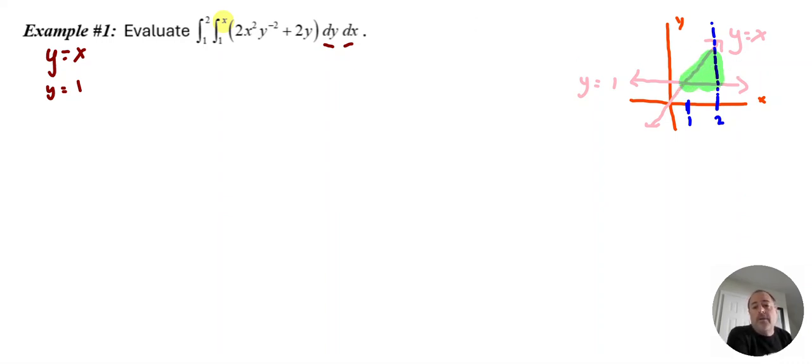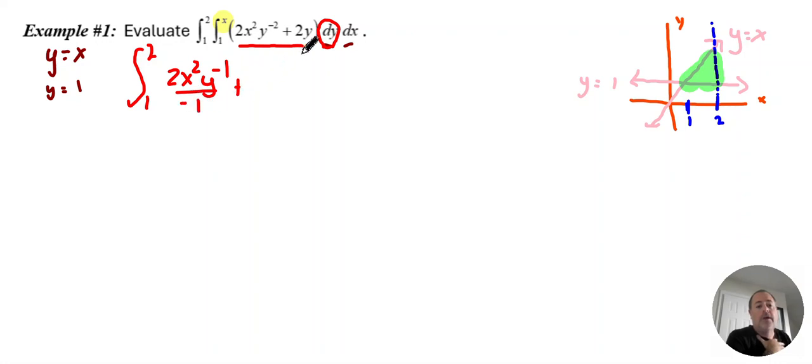So when we do the problem itself, it's very similar to what we did in our previous videos. We're still going to integrate from inside out. So we're going to start with 1 to 2, and then we're going to integrate this with respect to y, right? So that means that all of our x values are still constants. So I'm going to go ahead and integrate first by just saying that this is a number, so we just leave it alone. And we're going to integrate y to the negative 2, which is y to the negative 1 over negative 1. And then we're going to integrate 2y as y squared, or 2y squared over 2, which becomes y squared. And we're going to evaluate this from 1 to x.